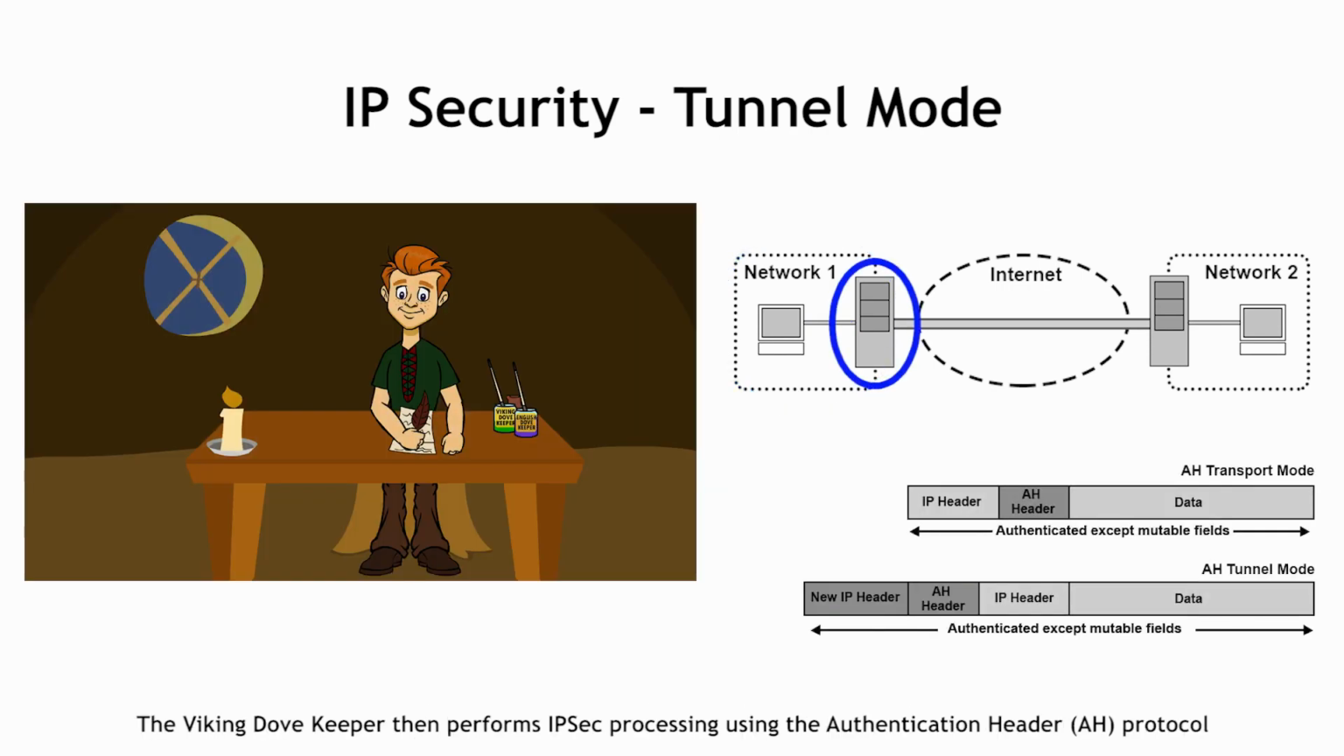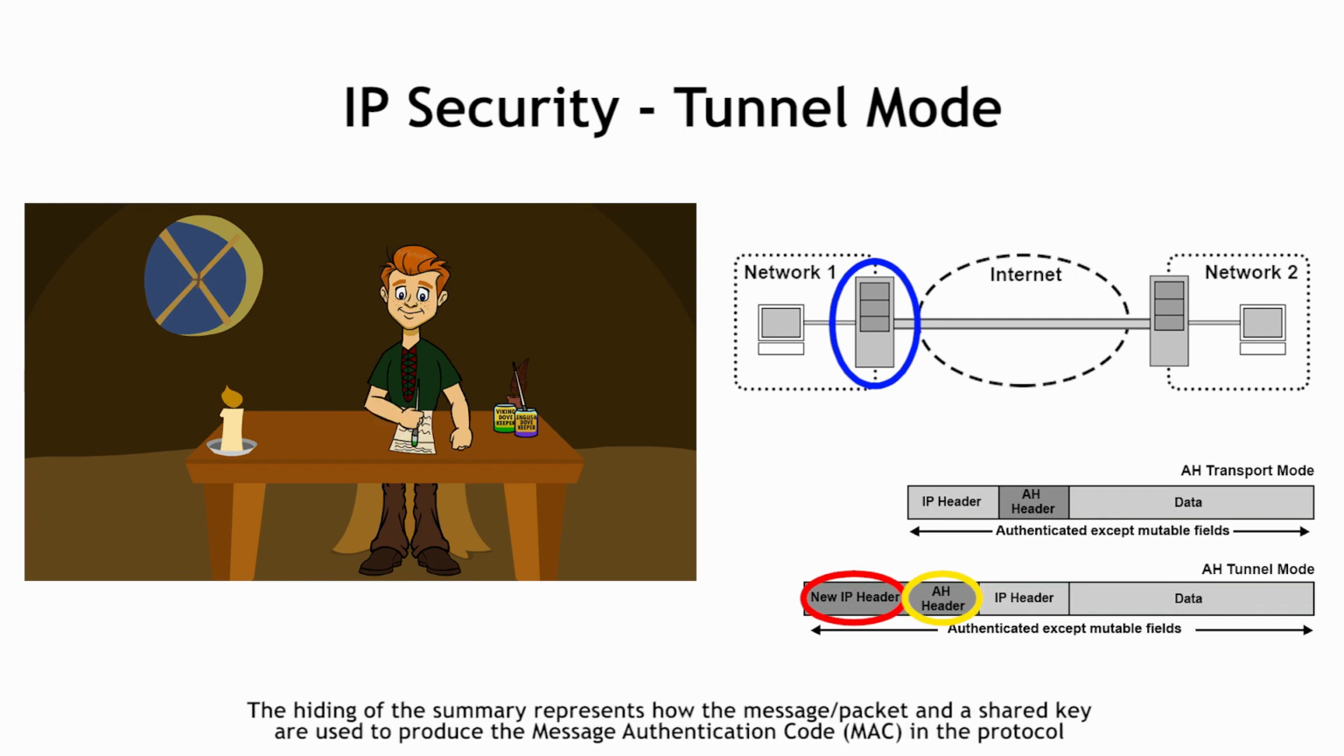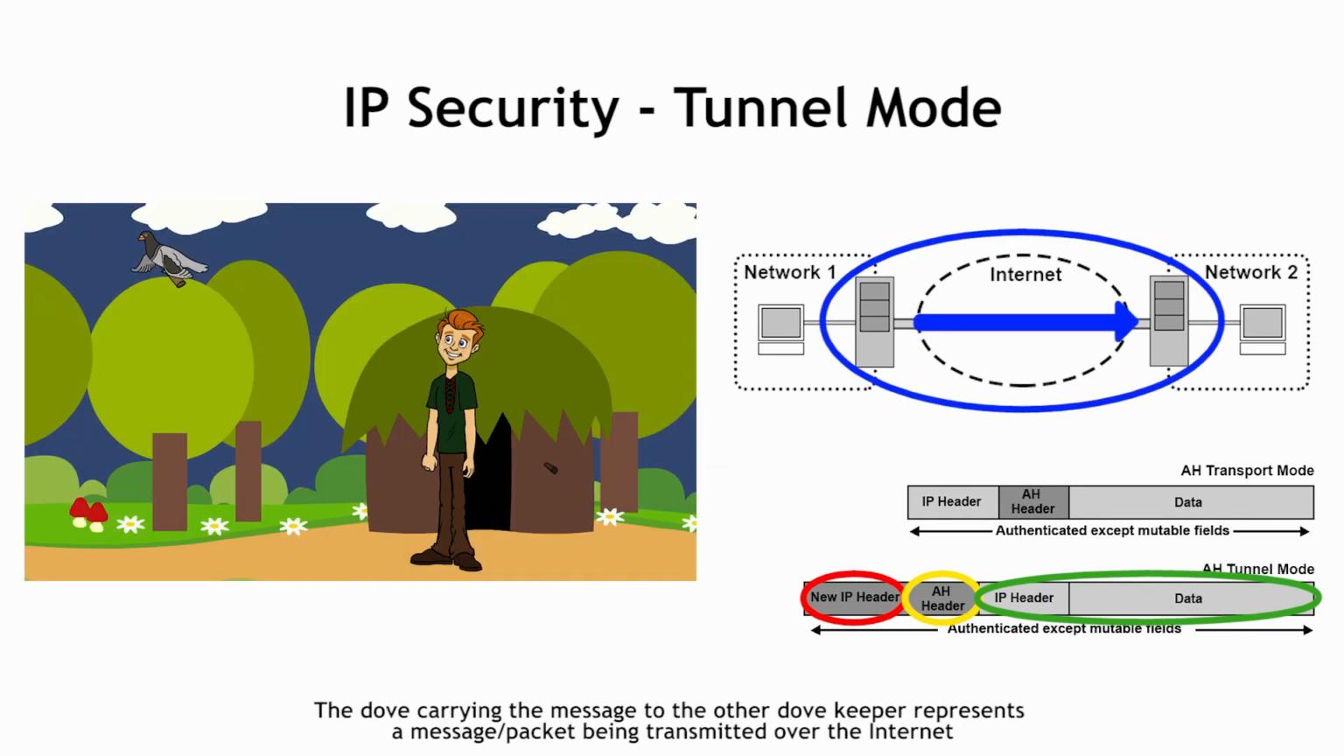The Viking Dove Keeper then performs IPsec processing using the Authentication header protocol. The name of the English Dove Keeper represents the new IP header and the other required information represents the Authentication header. The hiding of the summary represents how the message or packet and a shared key are used to produce the message authentication code in the protocol. The Viking Queen's message represents the original IP datagram, which becomes the payload. The dove carrying the message to the other dove keeper represents a message or packet being transmitted over the internet.